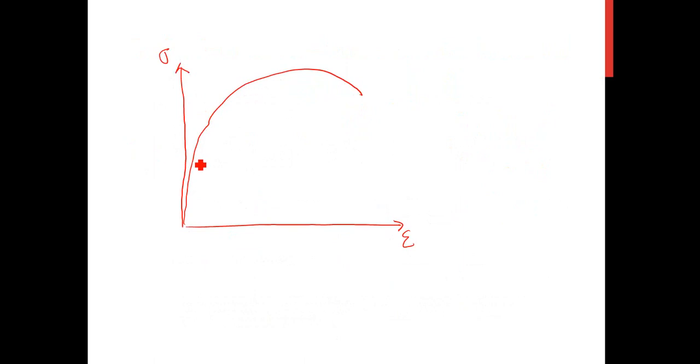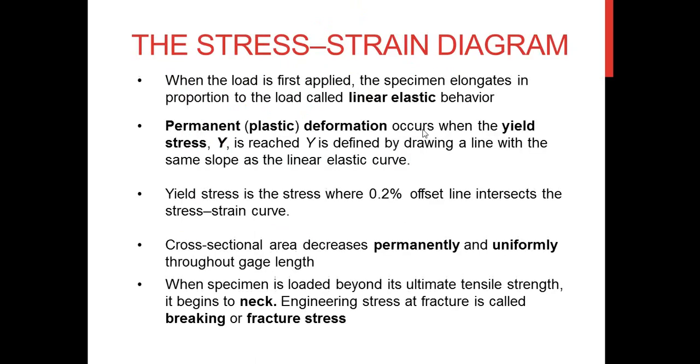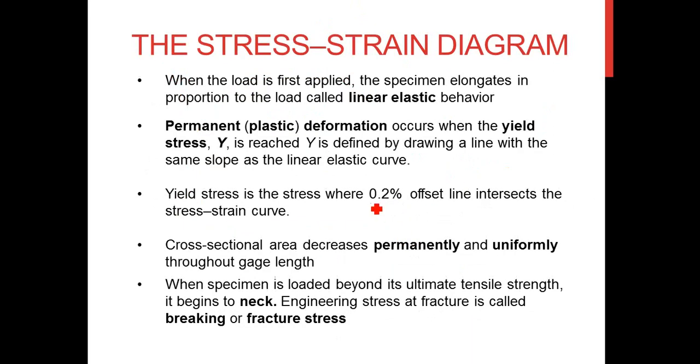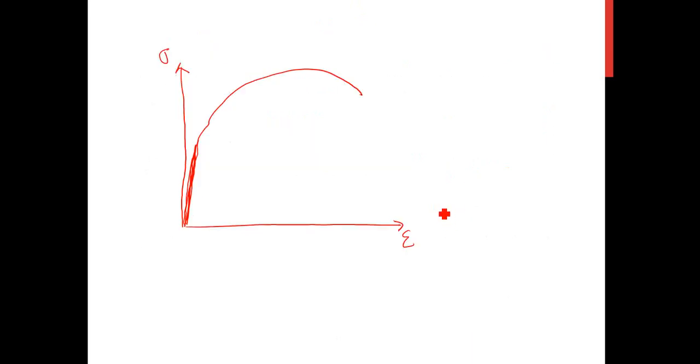As I said, there is a straight line here. This is what we call linear deformation. So how do we determine point y? We apply the concept of the 0.2% offset line. If you mark 0.2% strain and draw a linear line parallel to this line, you will get something like this.